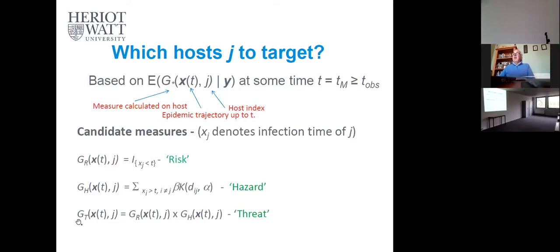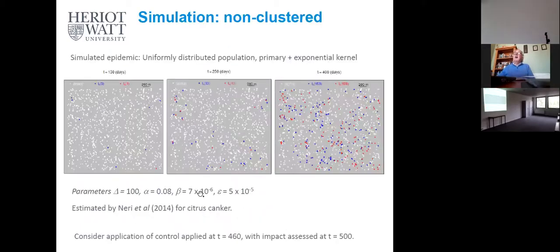And then the last measure, which we looked at in this study, is a natural one. It's a combination of the two. One would look at the posterior expectation of GR times GH, and this is what we call the threat. This is the posterior expectation of the expected challenge that that individual is presenting. So it's combining the probability of being infected with the hazard that you would represent if you were infected, into a single measure. And not surprisingly, that turns out to be the best measure that one can use to prioritize the sites to visit.